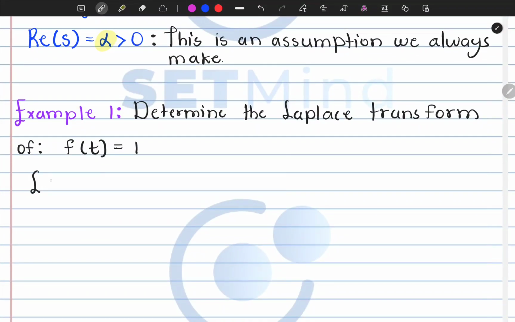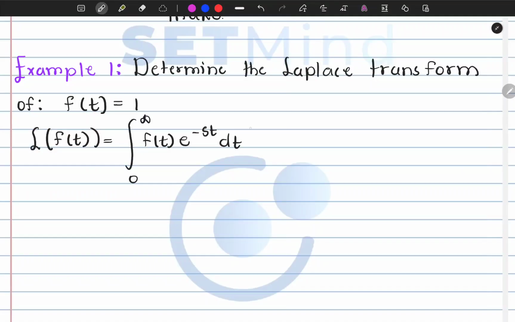I'll find the Laplace transform of f of t. Remember that by definition, we'll be integrating from 0 to infinity, unless you are given a domain that will supersede this one. So we always have f of t multiplied by e to the negative st dt. For our case, f of t is 1, so I'm just finding the Laplace transform of 1. It's going to be the integral from 0 to infinity of 1 multiplied by e to the negative st dt.